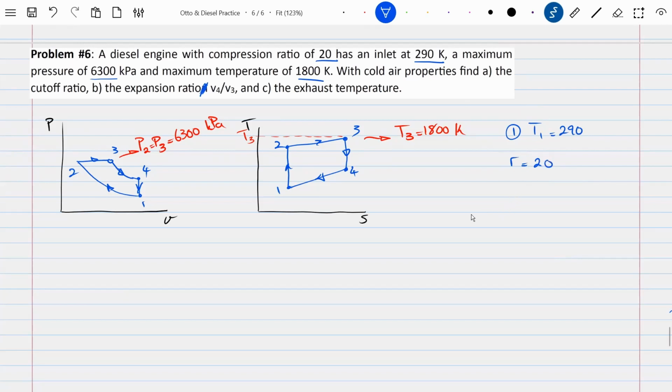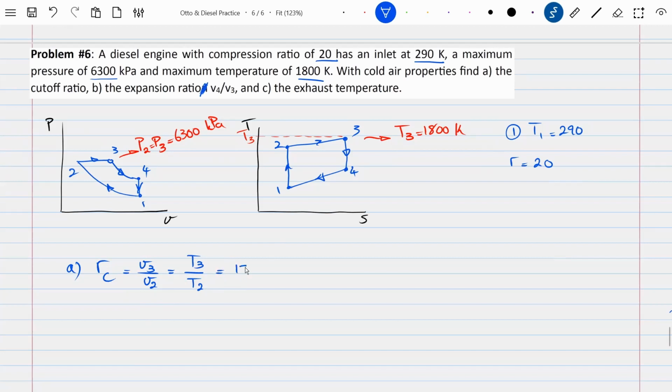And that's all I know. Let's see what we can do. Starting with part A. Now, cutoff ratio from previous problem, we know that RC is V3 over V2, or as we showed in the previous problem, it is T3 over T2. Now, the good thing is, I know what T3 is.